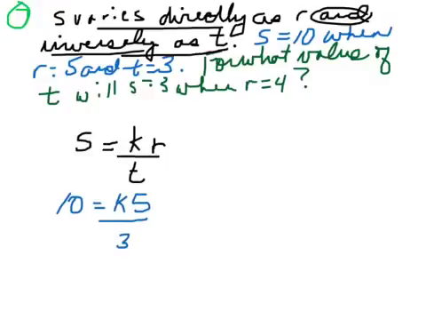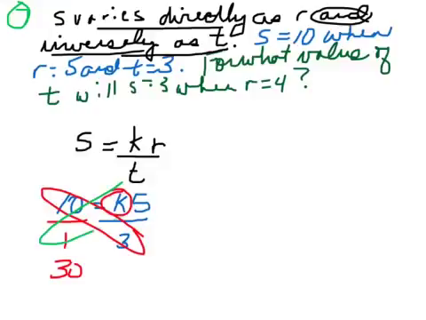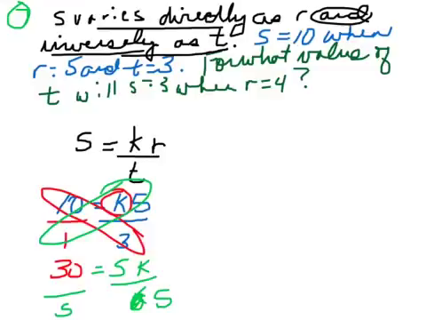Now, I can't solve this with a proportion, but I can use a proportion to solve for K anyway. 10 times 3 is 30. We multiply this diagonal that I circled in red, and I'll circle in green the other one. 1 times K times 5 is just going to be 5K. We can easily see that K is going to be 6 if I divide both sides by 5. So K is 6. So that means my equation is really S equals 6R divided by T.